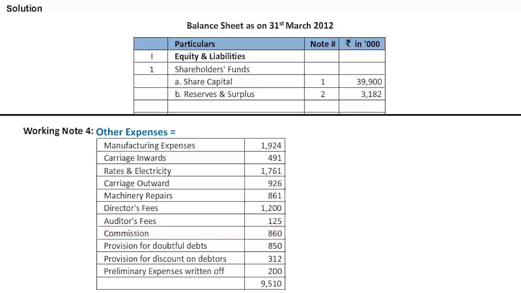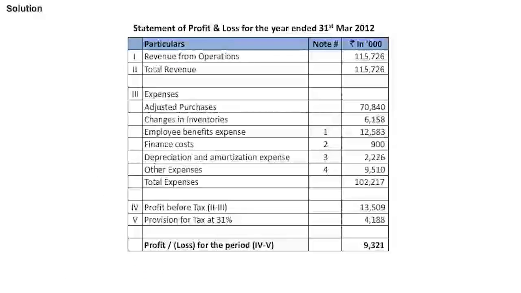Then returns: the debit column means sales returns and this is purchase returns. So 1,264 will be deducted from your sales. With that the sales amount is done, and in purchases this 981 will be deducted. So this is purchases, adjusted purchases.